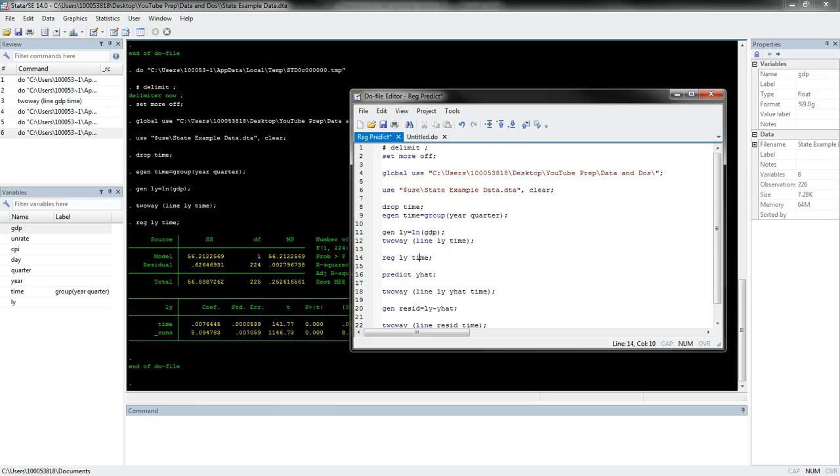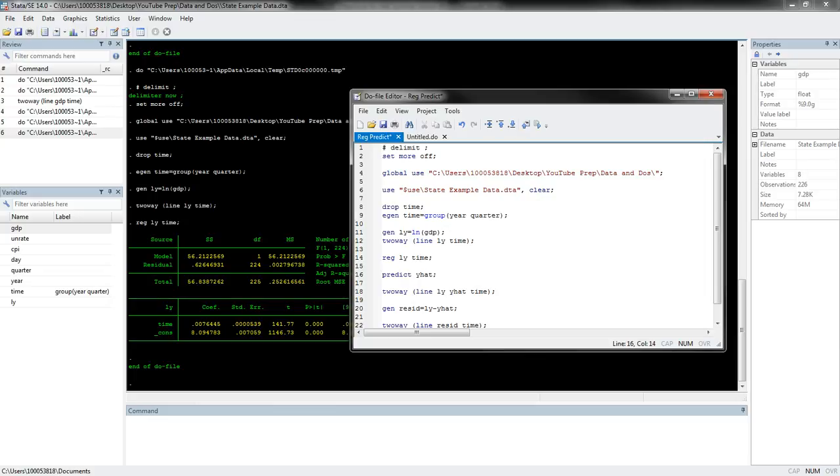For time period 2, it would be 8.0947 plus 0.0076 times 2, because time equals 2 in that case, and that would be ly hat for time period 2. And then for time period 3, this would be multiplied by 3, and then you add on the constant, and so forth. So what does that look like?